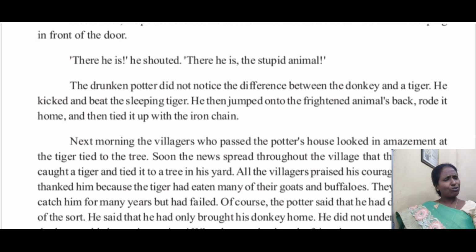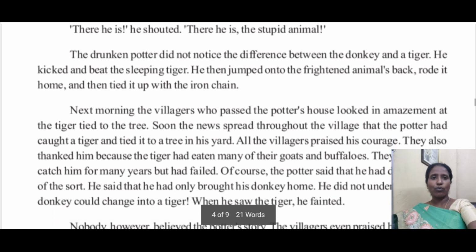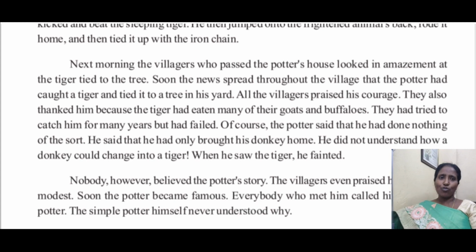Actually, the tiger could have hit him back, but the tiger was afraid that there was a leak. So the tiger allowed him to beat him. Okay, and then what happened? Next morning, now this is the flashback. Till now we understood how the tiger came to the potter's house. The potter tied the tiger under the tree, in the same place where he had tied the donkey, thinking that it is his donkey. What happened next morning?